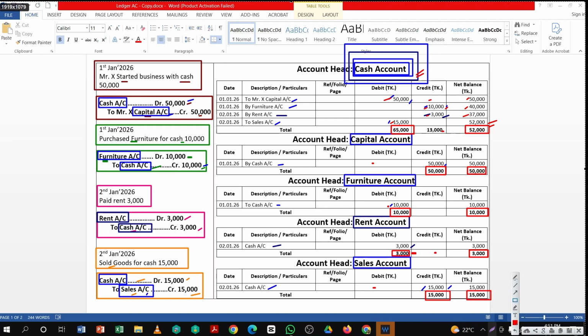So viewers, these are all of the general ledger accounts.